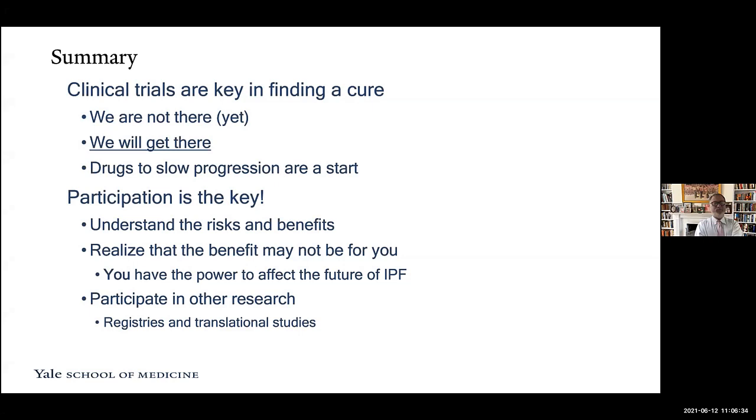We already have drugs that slow progression. We will have drugs that will stop the disease, and hopefully drugs that reverse the disease, but participation is the key. And for the patient community, it's really important that it's not only that you volunteer for trials, it's that you keep being engaged in your organizations, understand the risks and the benefits, and be committed to affecting the future of IPF. And again, remember, the predisposition to pulmonary fibrosis is genetic. You're affecting many other people, so be engaged in the community, PF Warriors and other groups.